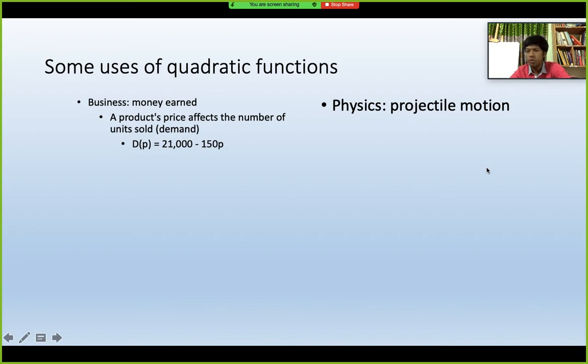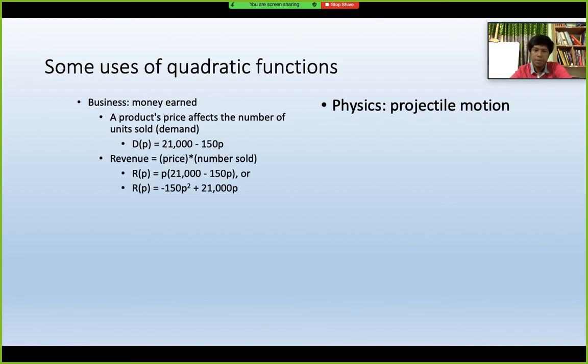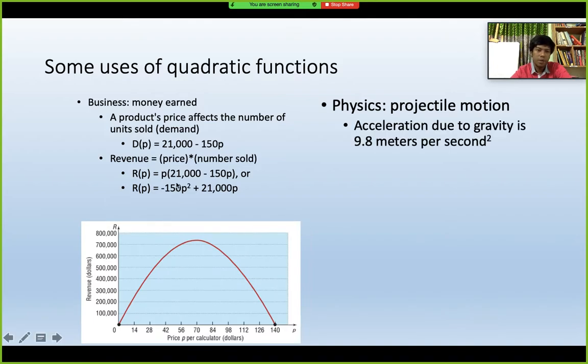So where will we use quadratic functions? Here is an example. One example is business related, money earned, revenue. The price of the product affects the number of units sold, the demand. We discussed this demand function. Now revenue equals price times the number sold.